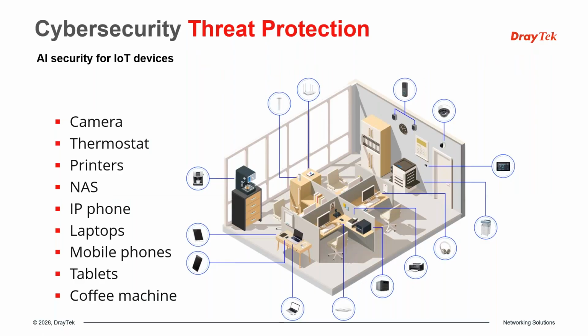So we've got cameras for security. We have the thermostat that's controlling the heating. We have IP connected printers, network attached storage, and then users have their devices. So we've got the IP phones they have on their desk. We've got laptops, mobile phones, tablets, different types of tablets, of course. We've got Android ones and other OSs like Apple ones, for example. And also we have things like, for example, coffee machines.